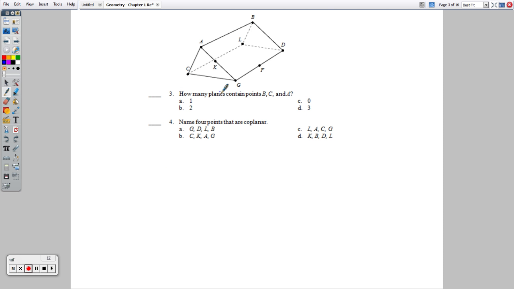You're asked how many planes contain points B, C, and A. So which one has all 3 of those points? I've got A right here, I've got B right here, I've got C right here. It looks to me like there's only one plane that has all 3 of those points. It would be this kind of back left plane, you could say right there. This plane would contain all 3 of those points. Since these are non-collinear points, that's the only plane that would contain those 3 points. So it looks like this one, number 3, should just be 1.